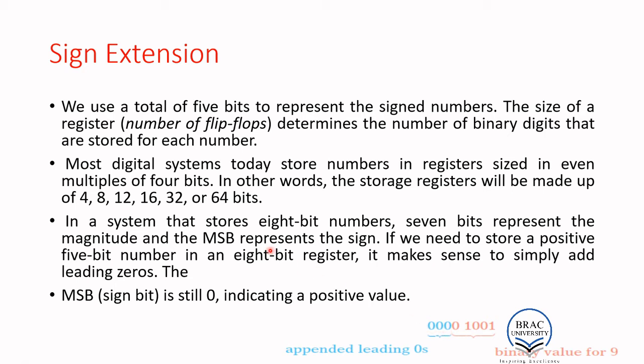So for positive values we use zeros. It says the MSB is still 0, indicating a positive value. So we add leading zeros. That's what we do for a positive value.